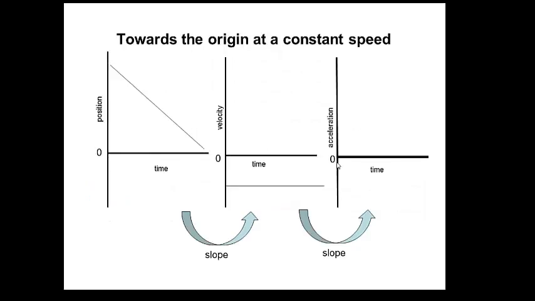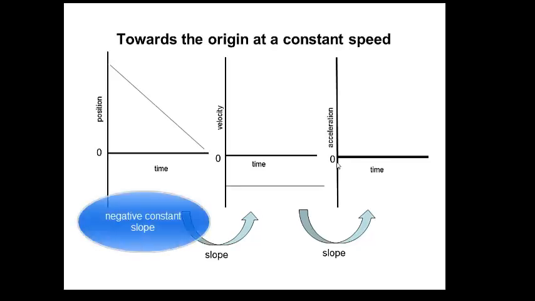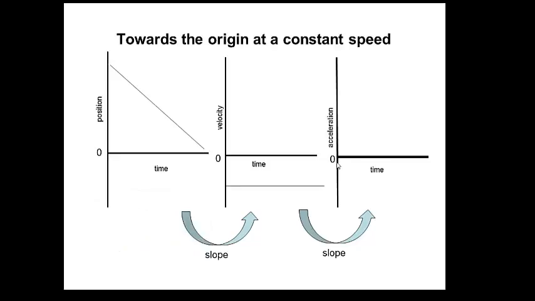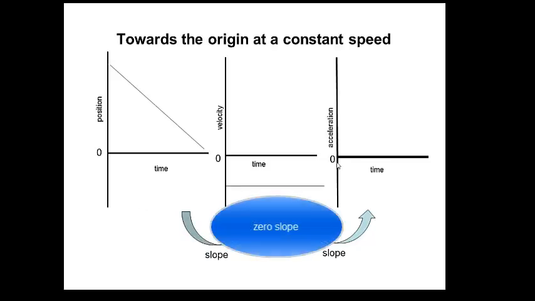So just to draw these up real quick for you, the position time graph shows a negative slope, a constant speed, and then if you take the slope of this, you end up with a negative constant velocity. Once again, nice horizontal line. If you take the slope of a nice horizontal line, you get 0, and so we have 0 acceleration.